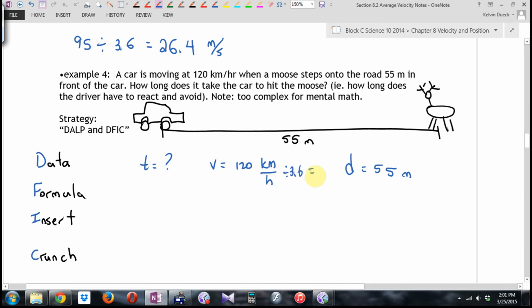One of the things you have to keep an eye out for is to make sure your units match. Okay? What is 120 divided by 3.6? 33.333? Okay. I'm looking for the equation that's got the T by itself. Which equation is that? By the way, D, here's our data. F, find a formula. Distance over speed. That's the F part. What does the I stand for? Insert the numbers. What's the distance? 55. What's the speed? Not 120. What am I going to put there?